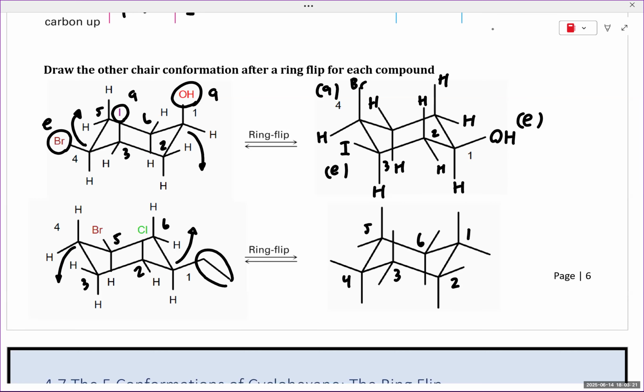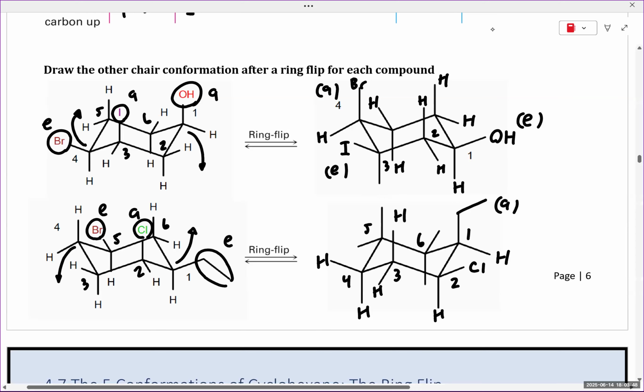At carbon 1, we have an equatorial ethyl group, which ends up axial. At carbon 2, we have an axial chlorine, which ends up equatorial. Carbon 3 just has hydrogens. Carbon 4 just has hydrogens. Carbon 5, we have an equatorial bromine, so the bromine ends up in the axial position. So with that, we've completed our chair flip.